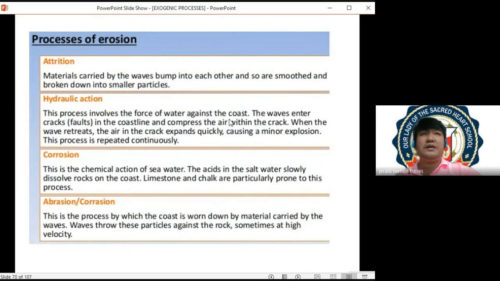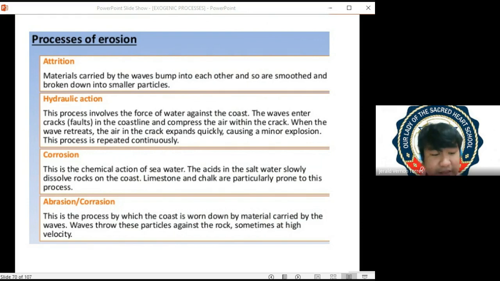We also have a class called corrosion, and corrosion is less mechanical, it is more chemical. The water has chemicals present, and the chemicals present in water can actually cause dissolution of rocks. So the chemical action of the substances in water can cause the dissolution of rocks along the coastal area, specifically limestone and chalk. Limestone and chalk are very soft rocks, and because they are very soft, they are very prone to chemical action, to what we call corrosion.